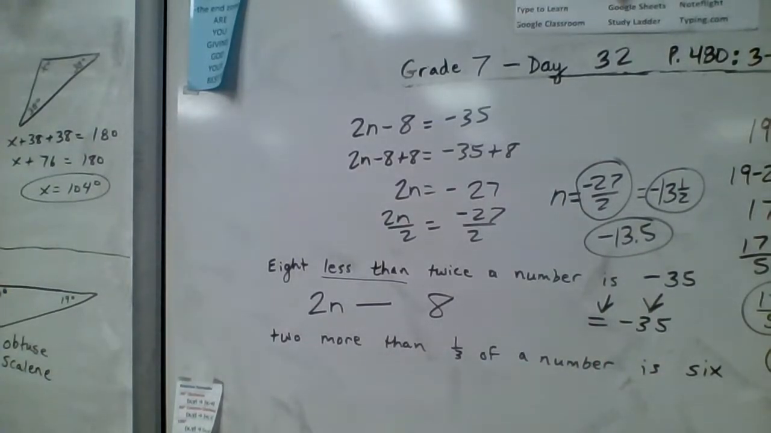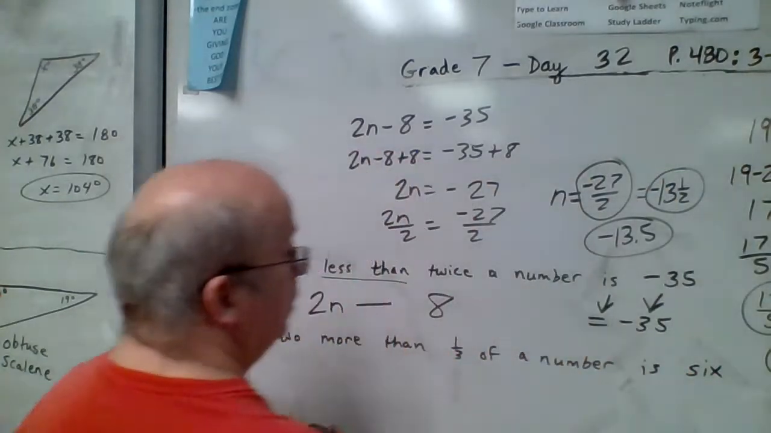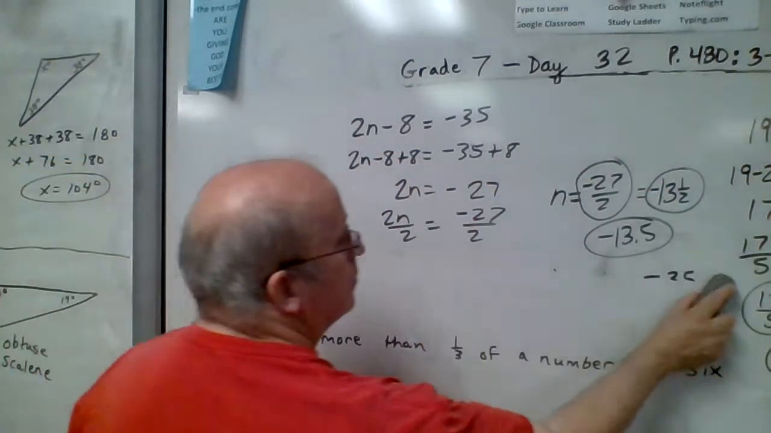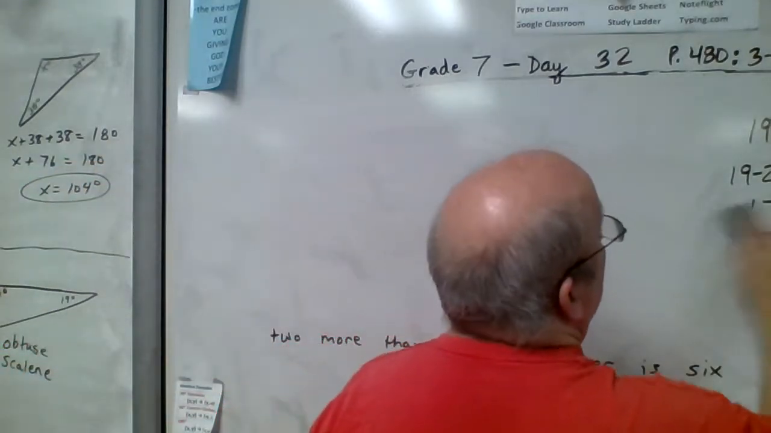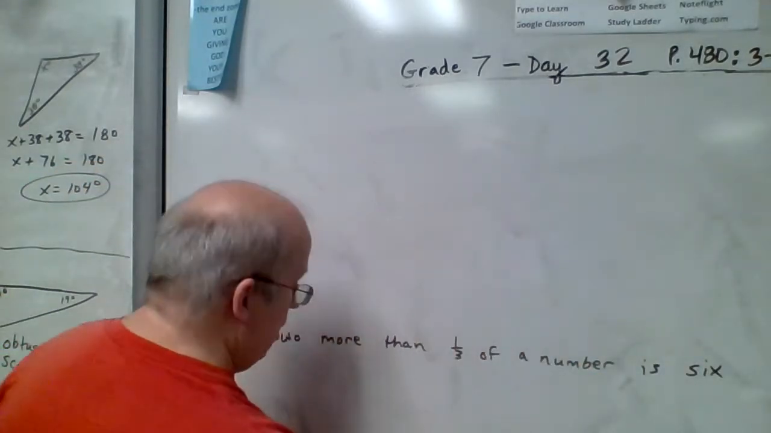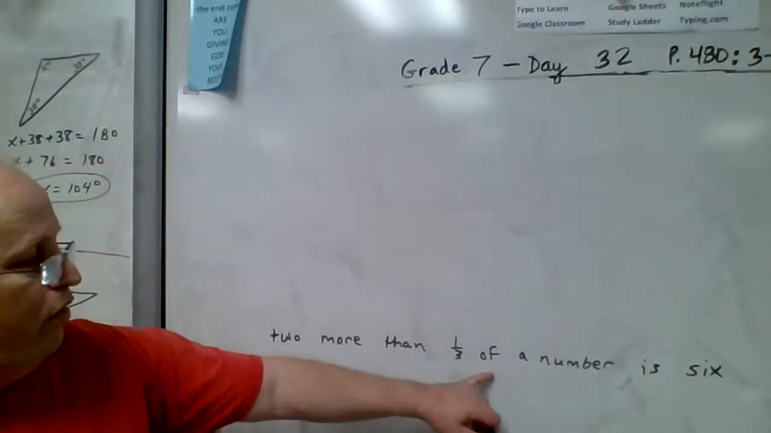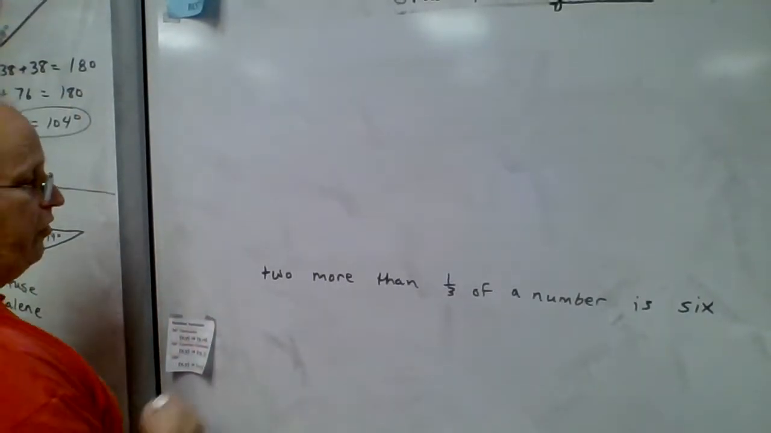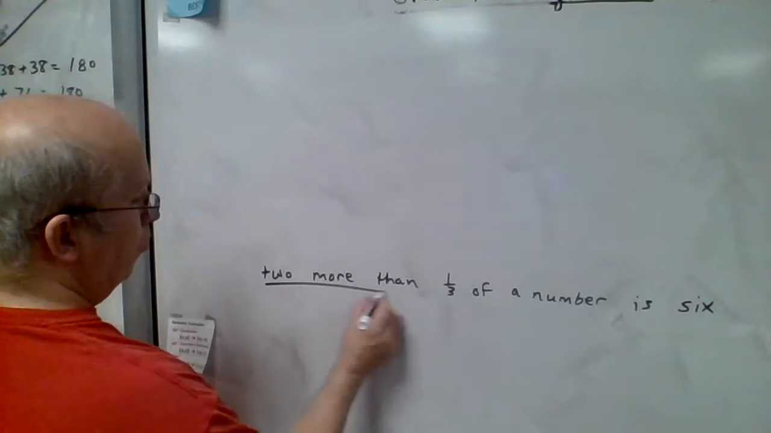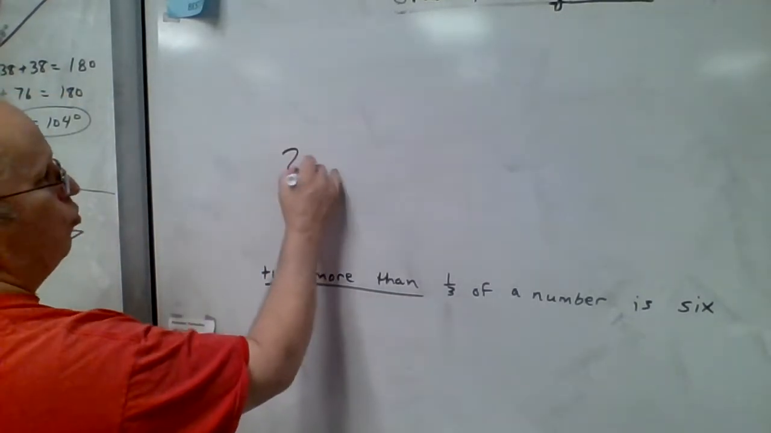Oh, let's see. How about the next one? Two more than 1/3 of a number is 6. 2 more than 1/3 of a number is 6. How about 2 more than? How would you write that? Wouldn't that be 2 plus?